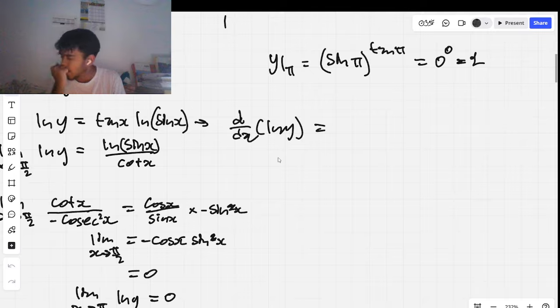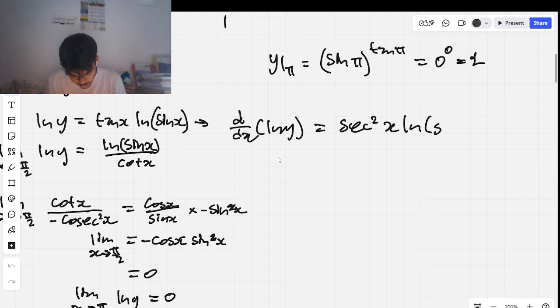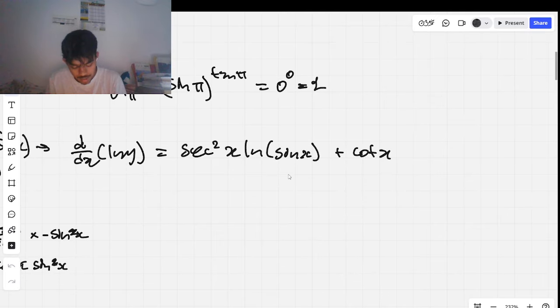Oh no, I'm not integrating. I am differentiating, so there's no by parts. So it's product rule. Sec squared x ln sine x plus cot x tan x.